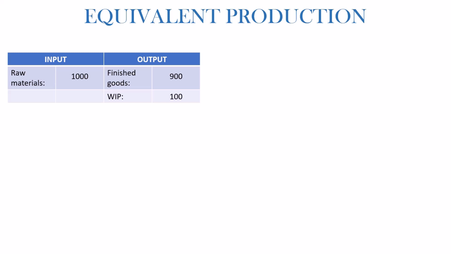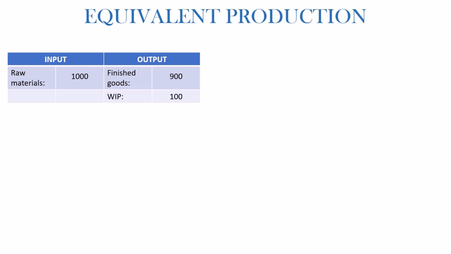Now in our example, let us assume that we are in the buttoning process of shirts. So we get a shirt with 0 buttons, and at the end of the process, we have a shirt with 4 buttons. So our raw material is a shirt with 0 buttons.